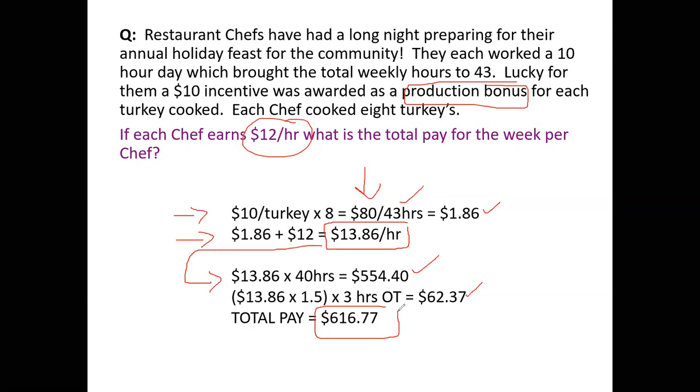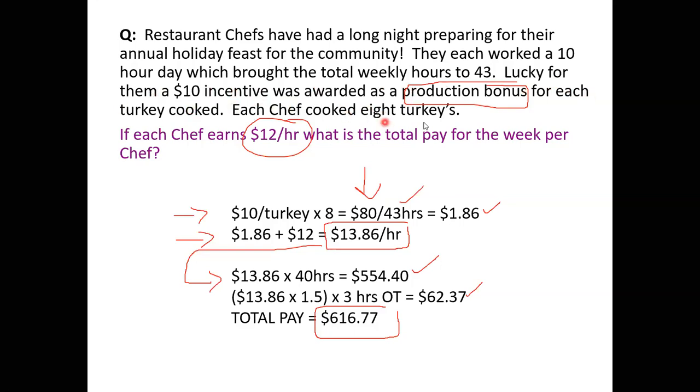Okay, I'm being asked, why do you do 10 turkeys times 8? Because in the question, let me just pull up my highlighter, it's saying there's a $10 incentive for each turkey cooked. The chef cooked 8 turkeys. It says if you're right, lucky for them, a $10 incentive is awarded production bonus for each turkey cooked.